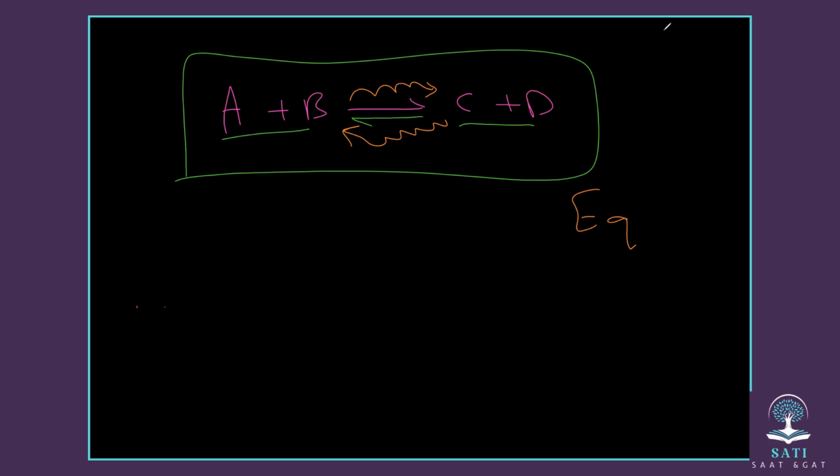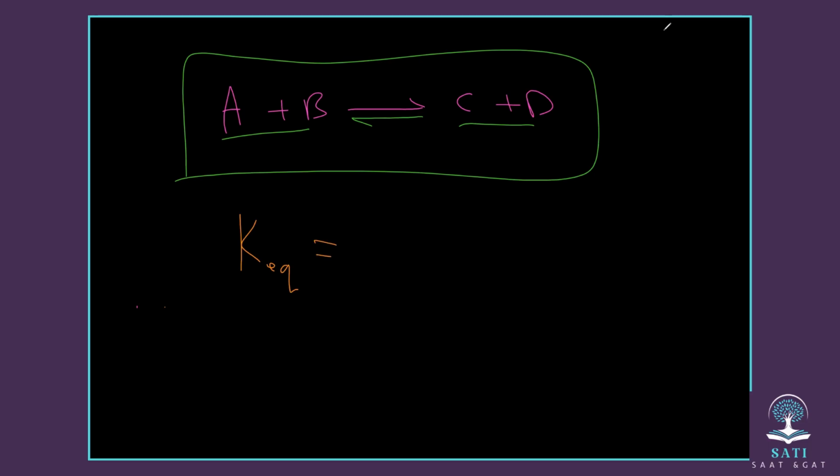Now we understand when we call a reaction a reversible reaction, and when it reaches a point or a state that is called what? Equilibrium state. Good. There is something we call the constant of equilibrium. This constant of equilibrium is a ratio.